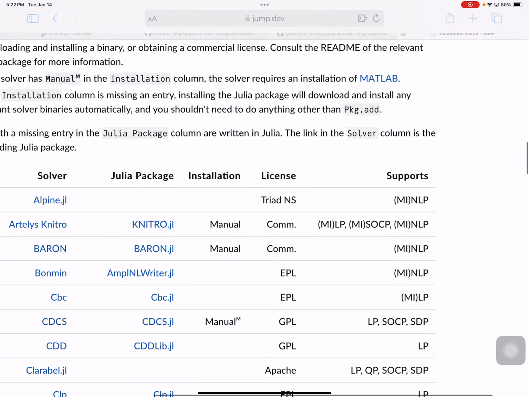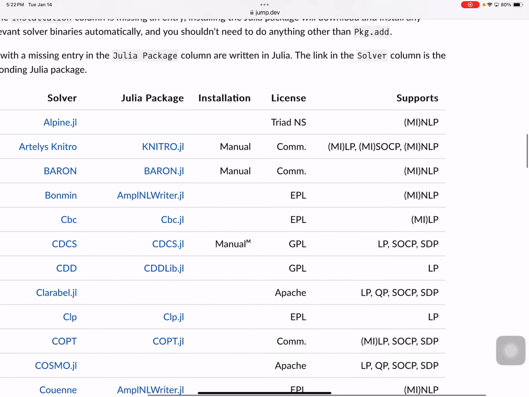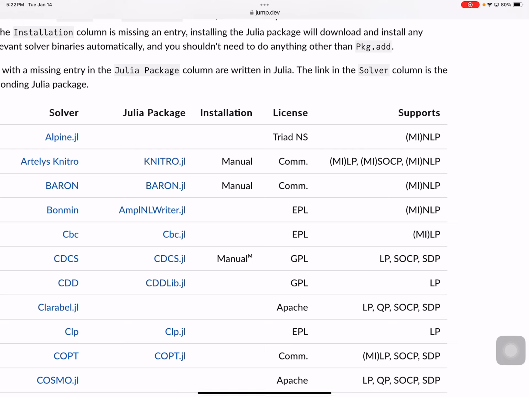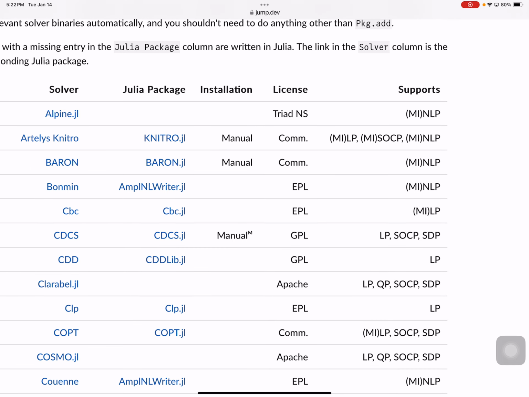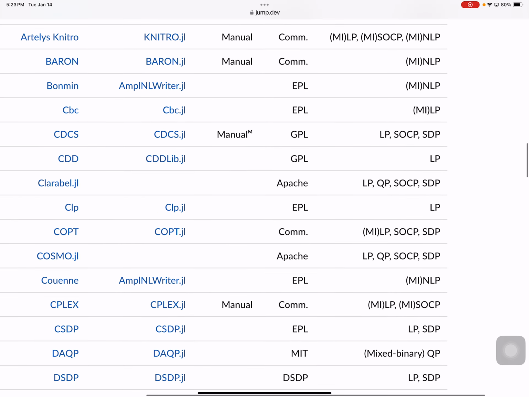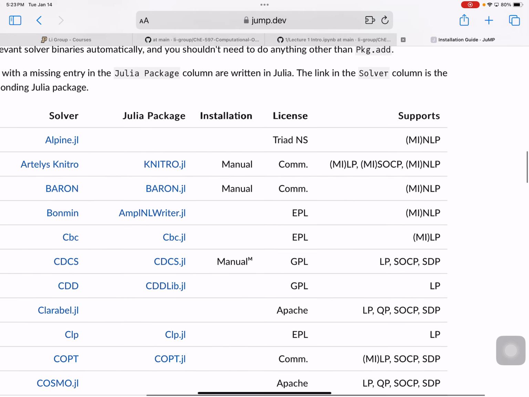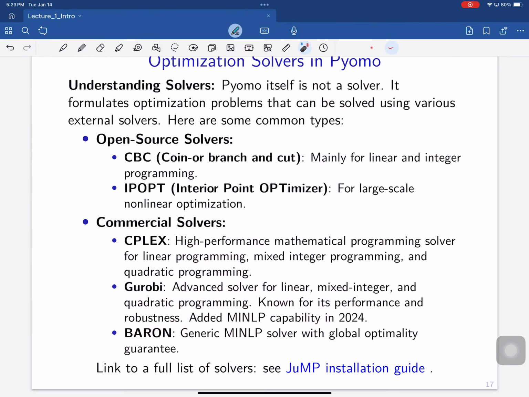And then there are other solvers that can only solve a subset of the problem. For example, CDD can only solve linear programming problems, okay? And then there are solvers specialized in conic programs, like second order conic programs and semi-definite programs. You don't know what that means, but I will tell you when we talk about conic programming, okay? So just keep this as one of your references as we go through the class this semester.